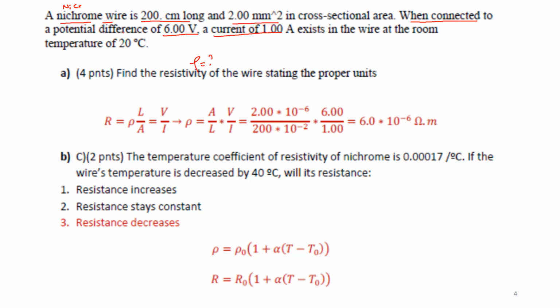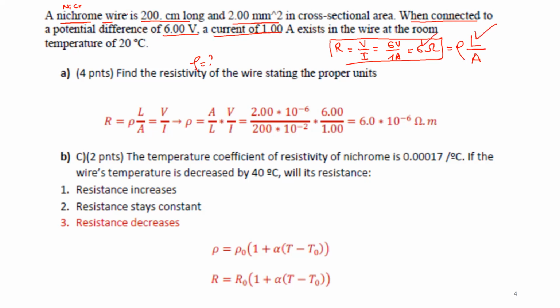So first, you see here, I give you the potential difference and the current. So I'm giving you the resistance, which is V divided by I. So which is 6 volt divided by 1 amp. This is 6 ohm. This is the resistance of my wire. And of course, this resistance is equal to resistivity multiplied by the length divided by the area. So now I know the resistance, 6 ohm.